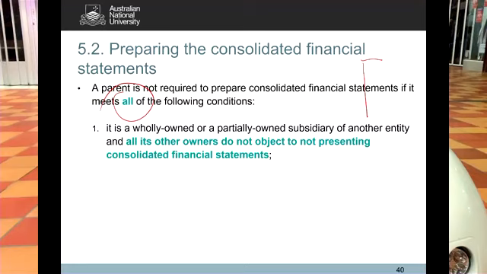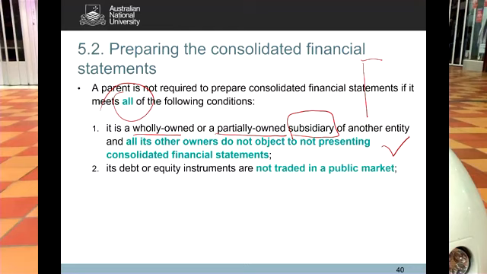Is that okay? So either this one is wholly owned or partially owned. Anyway, it's a subsidiary. It is a parent of its own subsidiary, but it should be the subsidiary of another entity. And if all the other owners agree for this company not presenting consolidated financial statements, yes, it passed the first criteria.